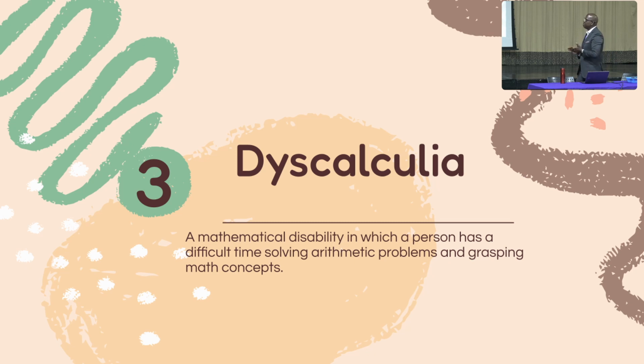Dyscalculia. Now we get into math. Now, dyscalculia is probably one of the most challenging because you're dealing with the processing piece. We were talking about the processing deficit. So now we're trying to process math problems, numbers, but we're also trying to process word problems with comprehension. So now I can't solve the math portion of the problem because I can't comprehend the written part of what it's asking me to do.